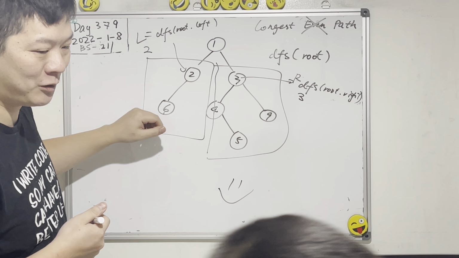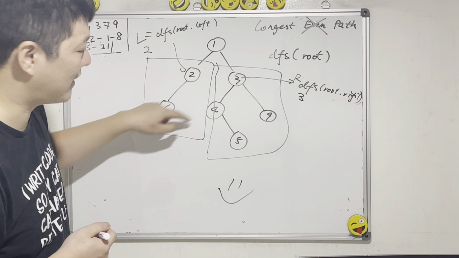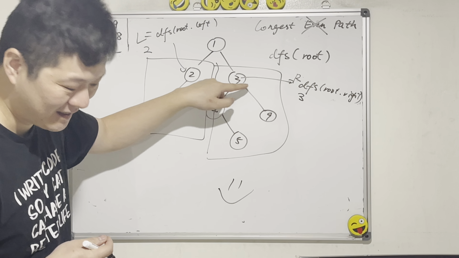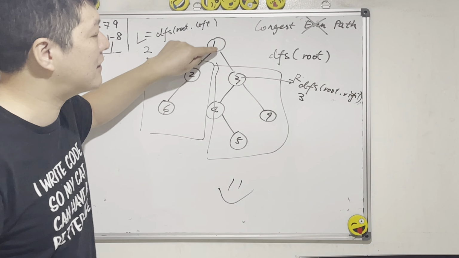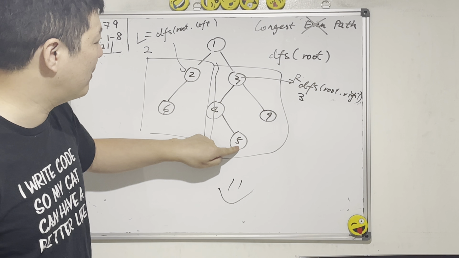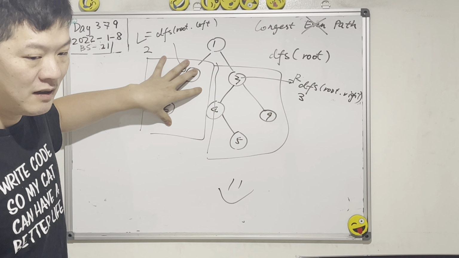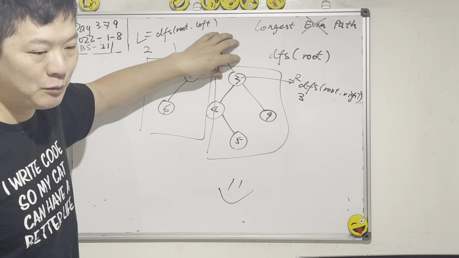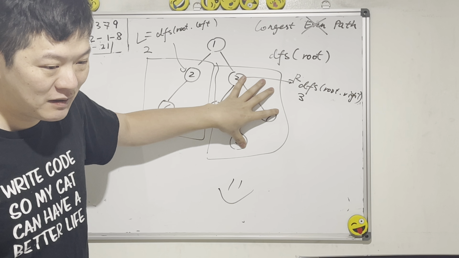6. How do we get a 6? This bit is 2 plus 1 plus this bit 3. Make sense? So depth first search root is the longest path starting with this node. Here it will be 4. This bit is depth first search root on the right, and this bit is depth first search root on the left. So the longest path passing through the root would be one node, plus the left bit and the right bit.